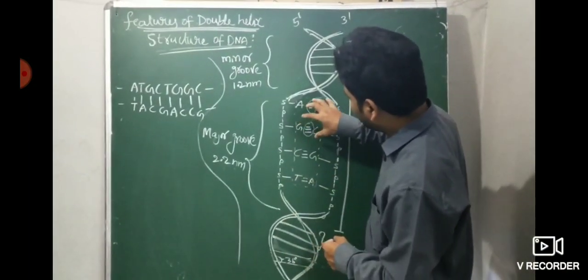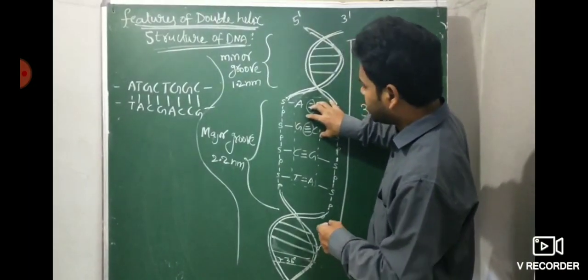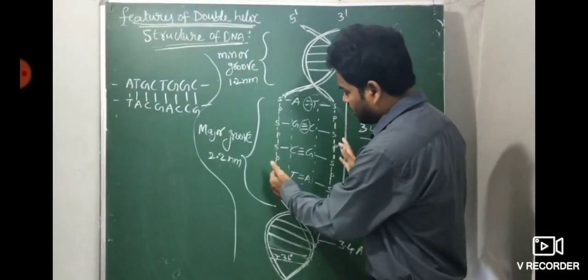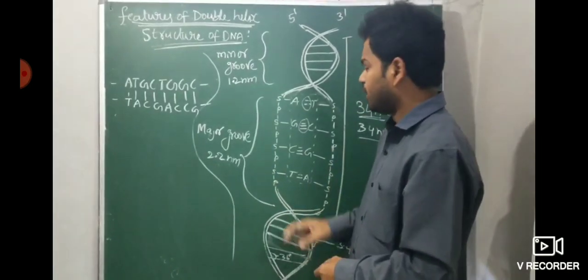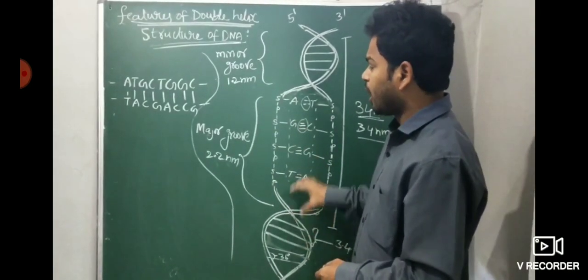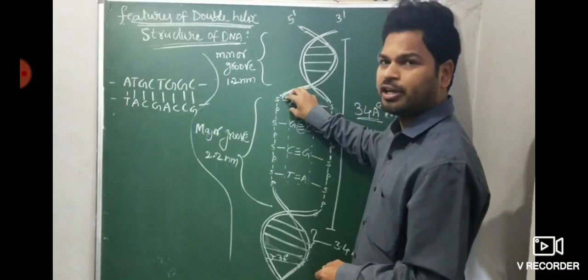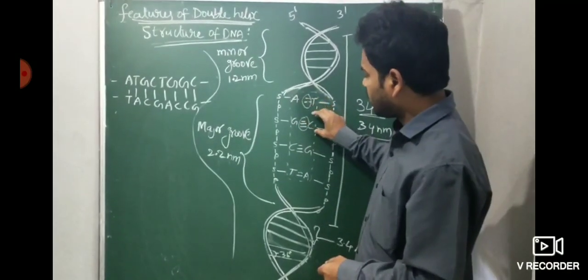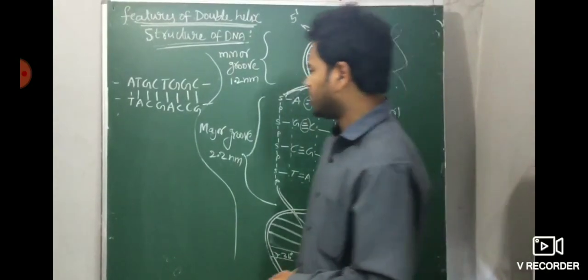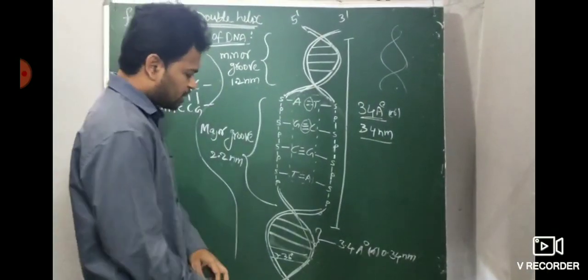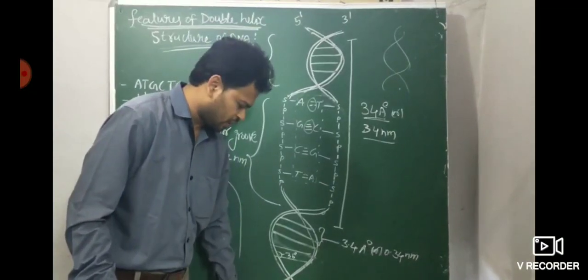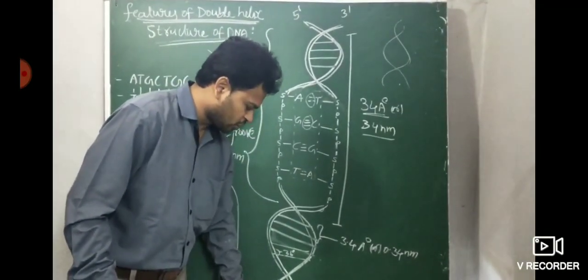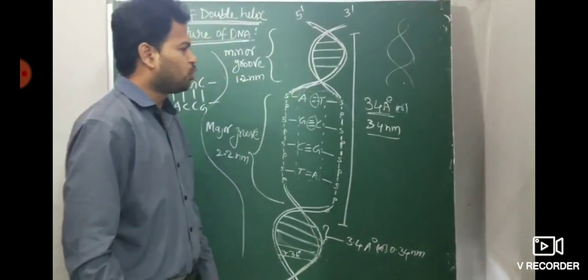So a purine pairing with the corresponding pyrimidine generates a uniform distance in the helix. That is very important. According to Chargaff's rule, the amount of adenine equals the amount of thymine, and the amount of guanine equals the amount of cytosine. The diameter of the DNA, the distance between the two strands, is 20 angstroms or 2.0 nanometer.